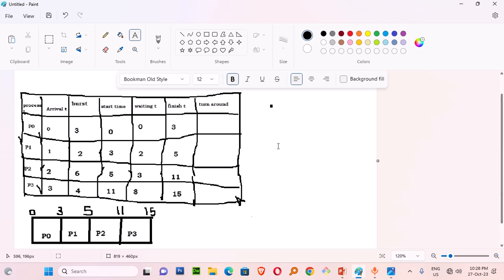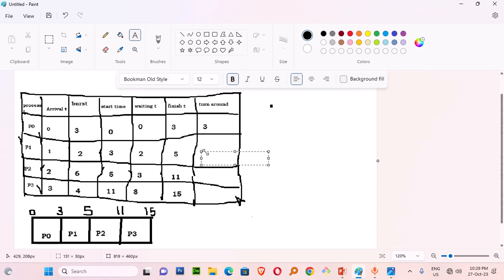Now let's calculate what we call the turnaround time. The formula for calculating the turnaround time is the finish time minus the arrival time. So we found the finish time here, then the arrival time is here. For process 0, the finishing time is 3, minus 0, which is the arrival time. So 3 minus 0 is 3. So the turnaround for process 0 is 3. Then we go to process 1.